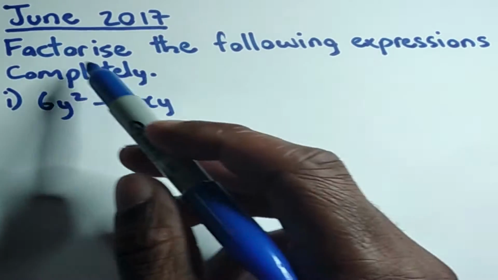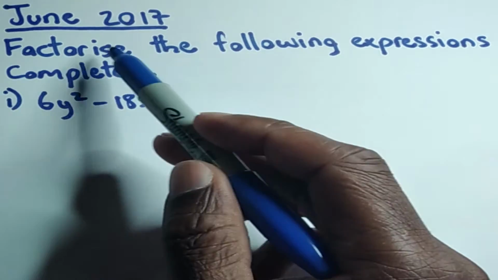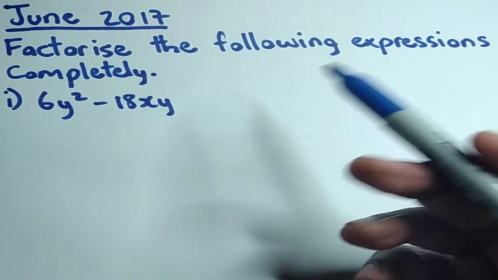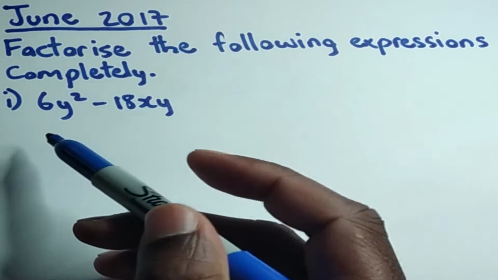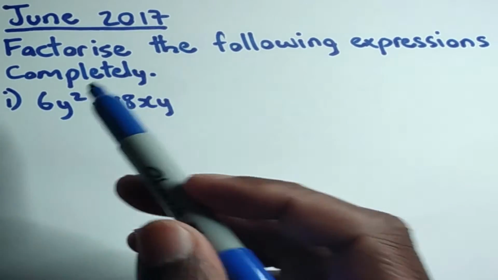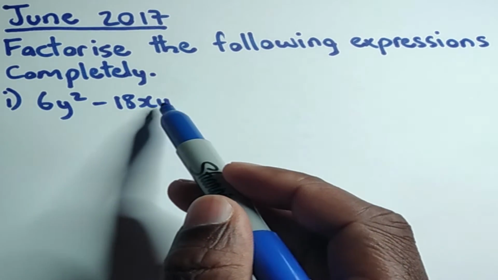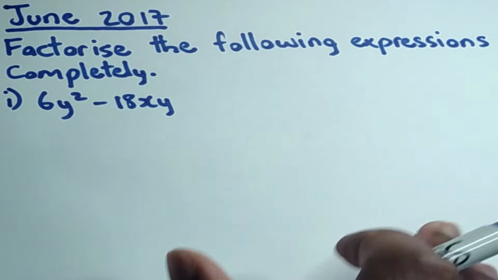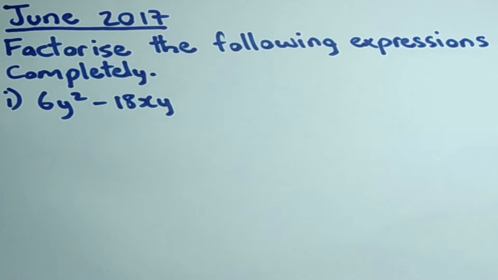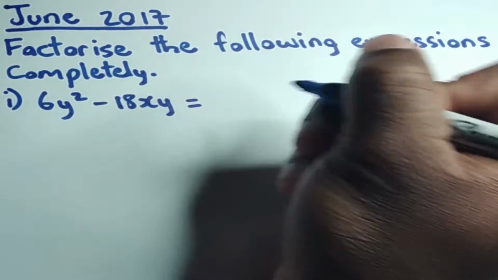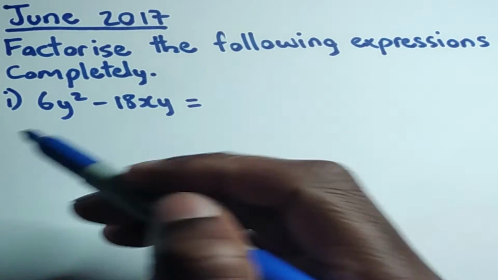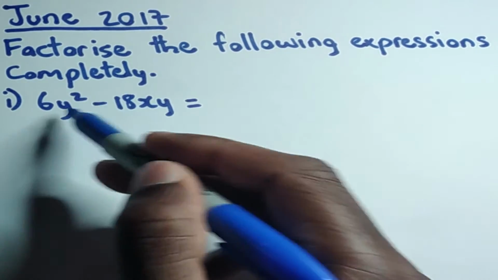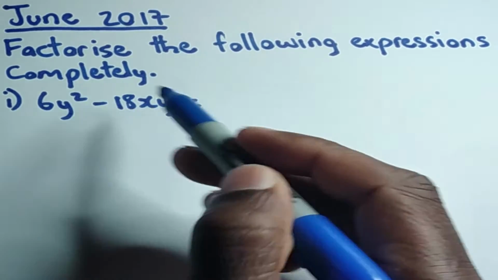All right, let's look at the January 2017 paper. This asks us to factorize the following expressions completely. There are actually 3 parts to this question, but let's first look at part 1. So here we have 6y squared minus 18xy. What we want to do now is factorize this. How can we do that? We can look at what is common in both these terms. We want to factor out the highest common factor out of both these terms.